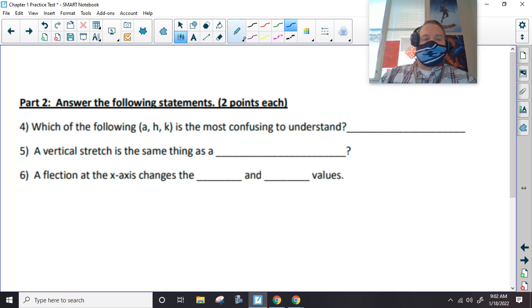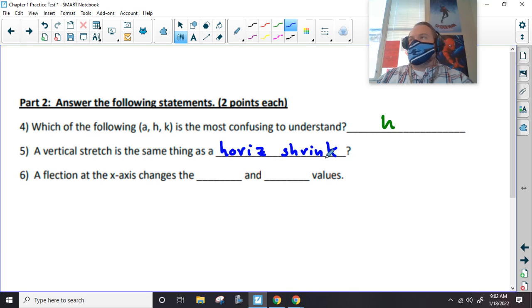All right. Part 2, these are 2 points each. Which of the following, A, H, or K, is the most confusing to understand? The H, because it's the one that's the opposite. A vertical stretch is the same thing as a horizontal shrink or compress. A lot of these words are going to mean the same thing.